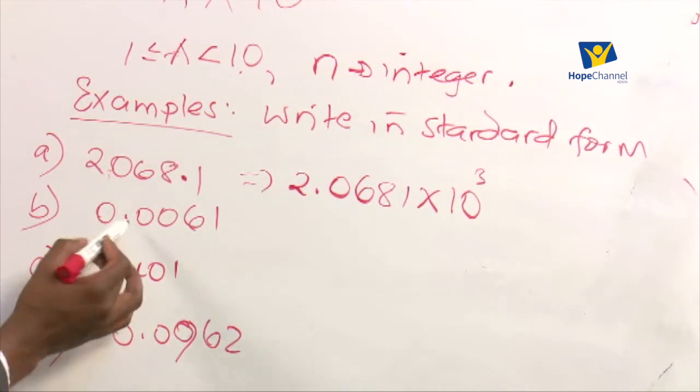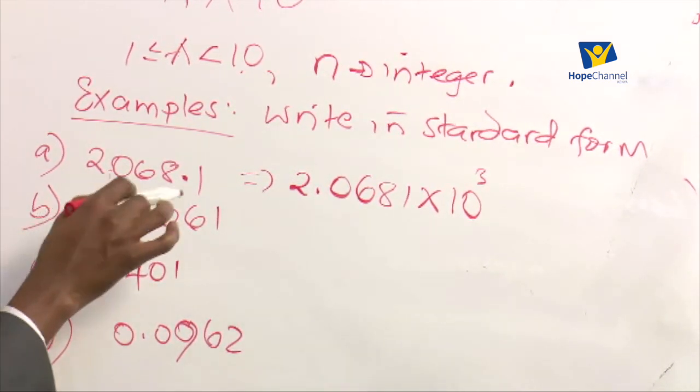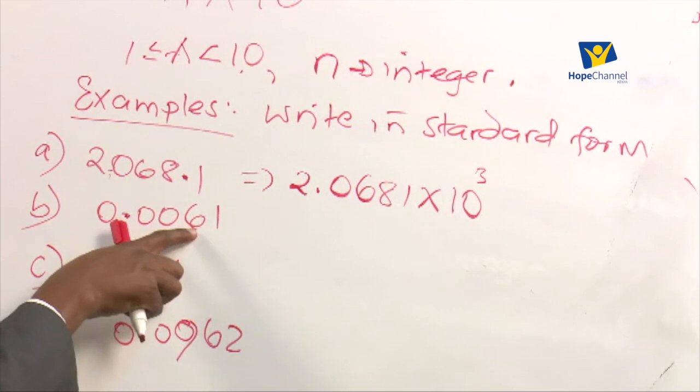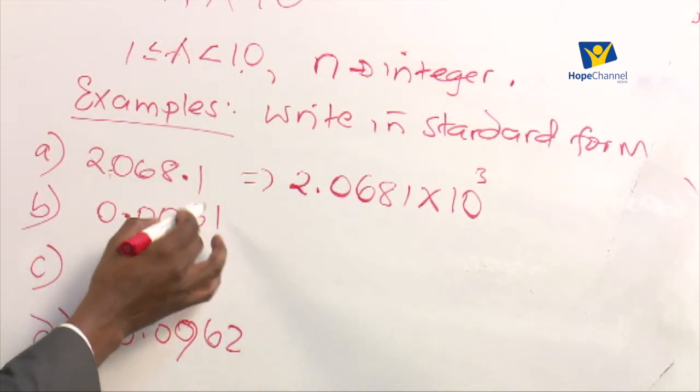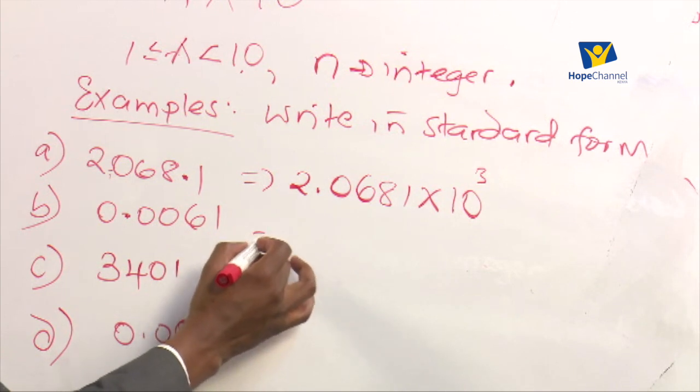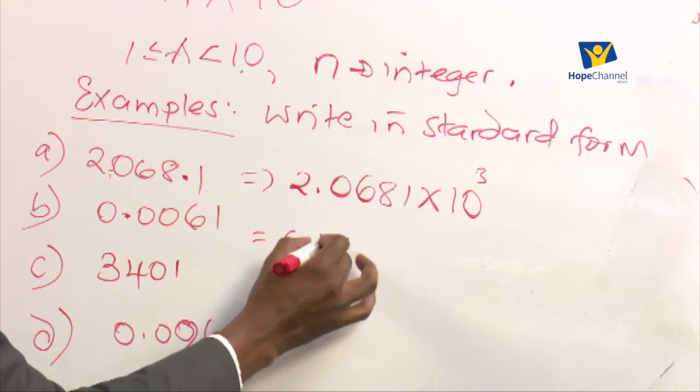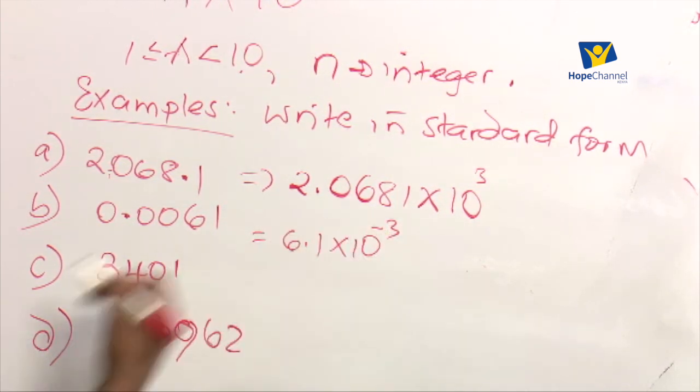For the second one, the decimal point is here. We are going to move it to the right because we want it to fall between 6 and 1. So we shall move 1, 2, 3 steps, and that becomes 6.1 times 10 power negative 3.